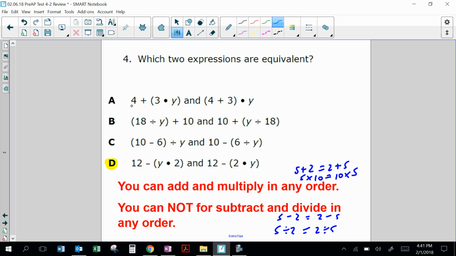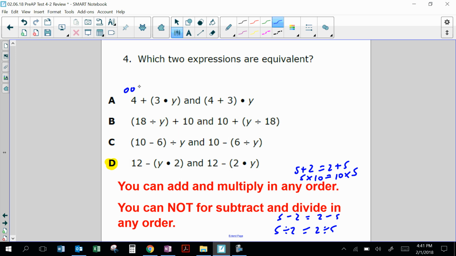So let's go through the choices. We add 4 plus 3 times y, or 4 plus 3 groups of y. 4 plus 3 is 7, 7 groups of y. Would this be the exact same picture? Let's draw this.